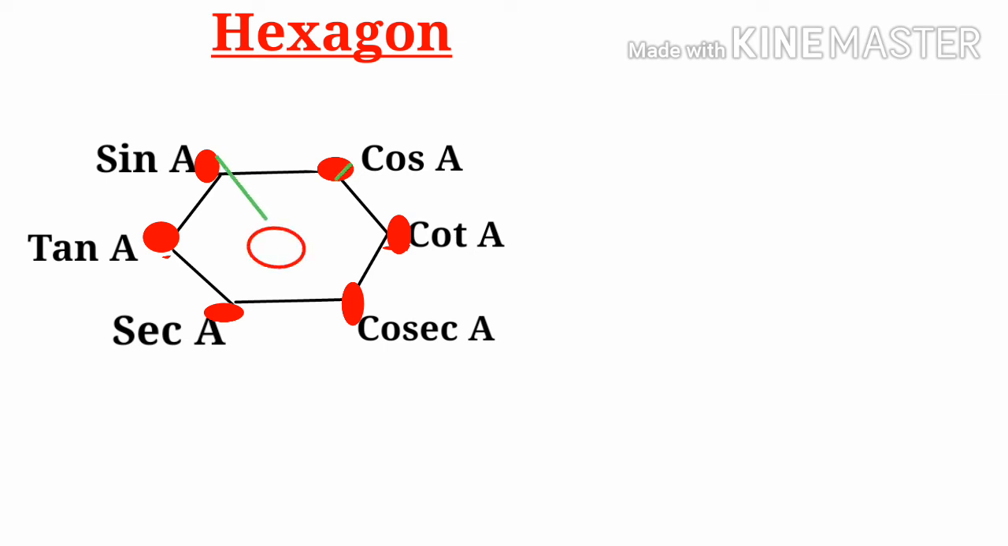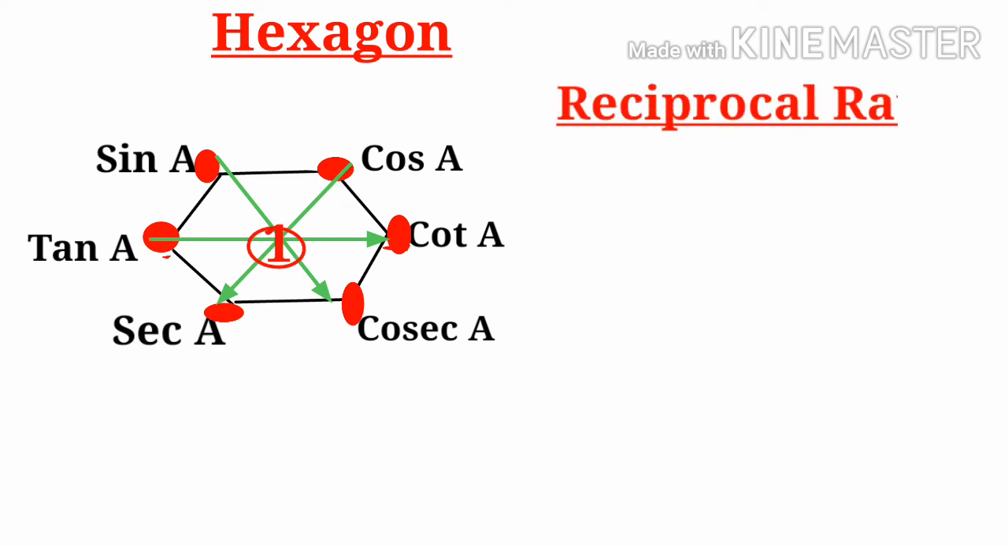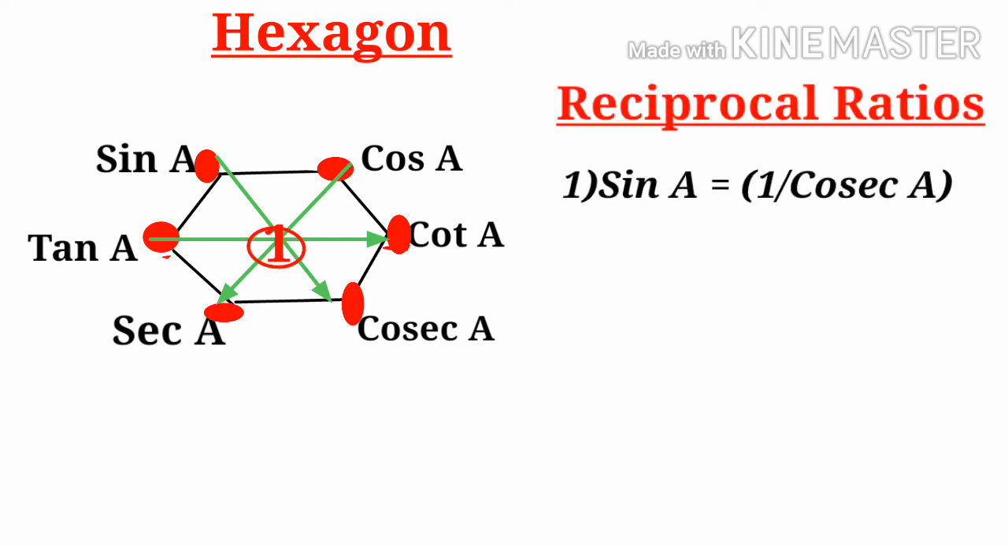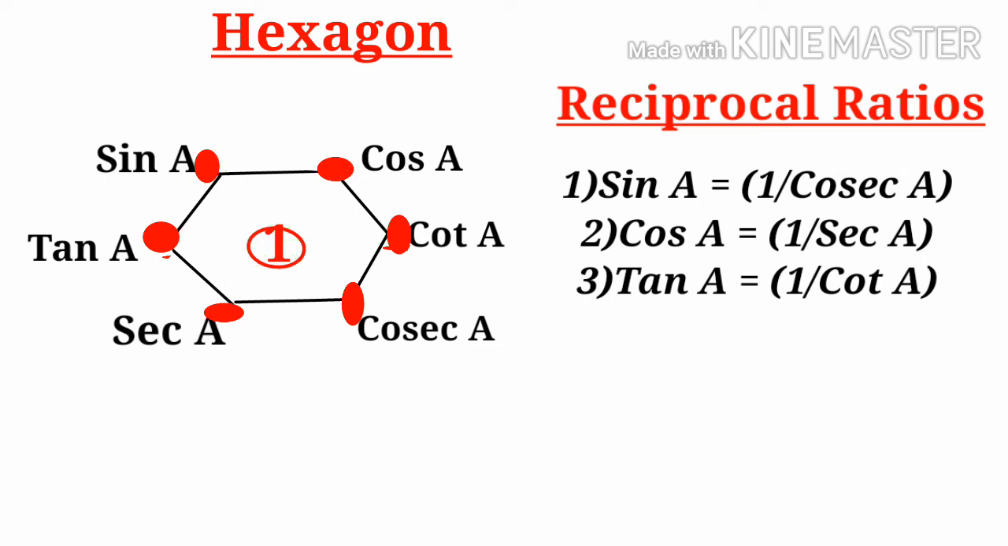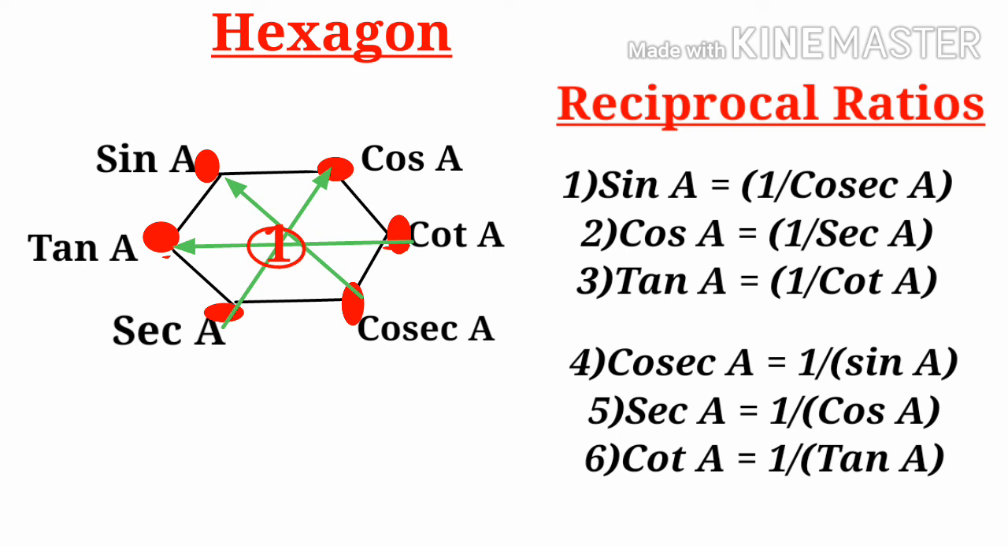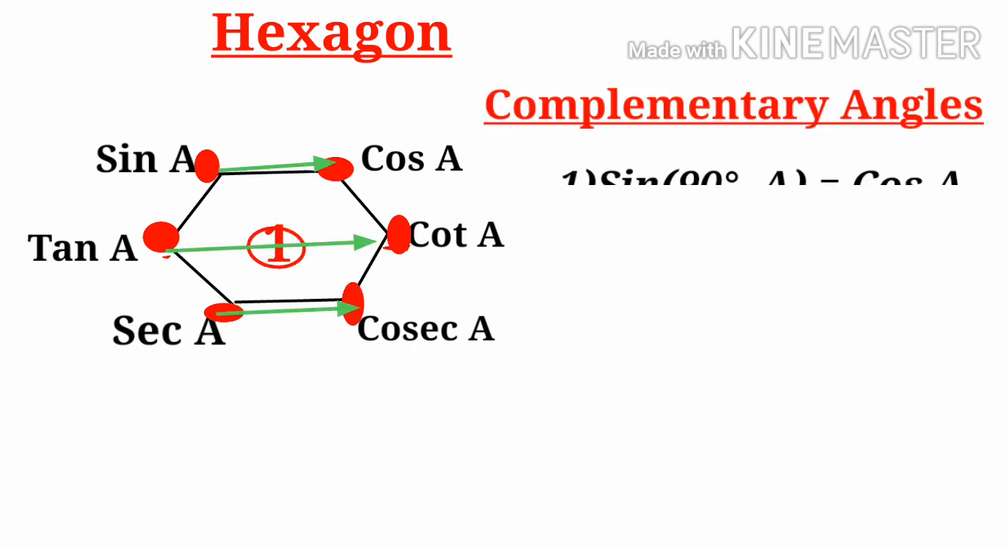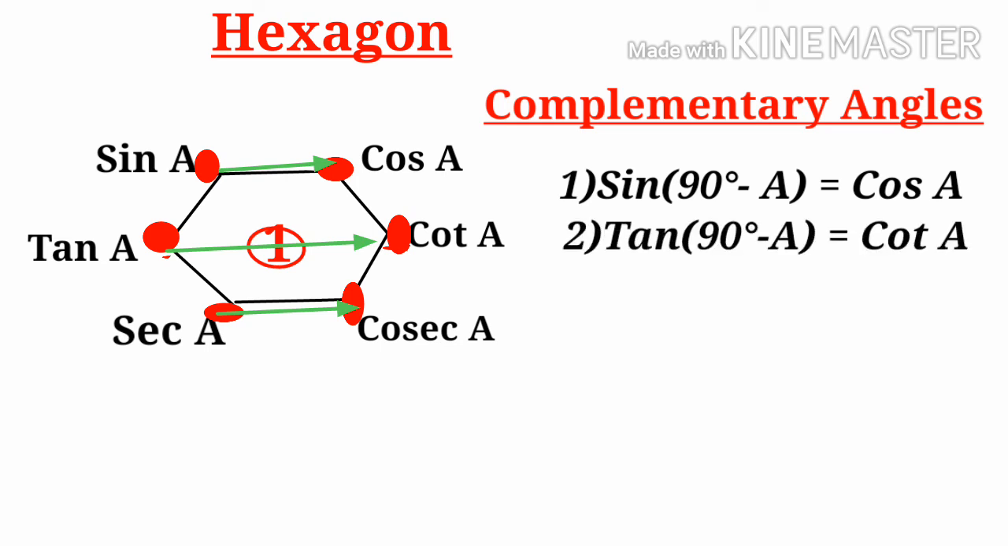Now take 1 in the middle and draw diagonals from sin, cos, tan to the opposite side. Then here we define reciprocal ratios. Sin A is equal to 1 by cosecant A and cos A is equal to 1 by secant A. Tan A is equal to 1 by cot A. Now we draw diagonals from cosecant A, secant A, cot A to sin A, cos A, tan A. Then cosecant A is equal to 1 by sin A, secant A is equal to 1 by cos A, cot A is equal to 1 by tan A.